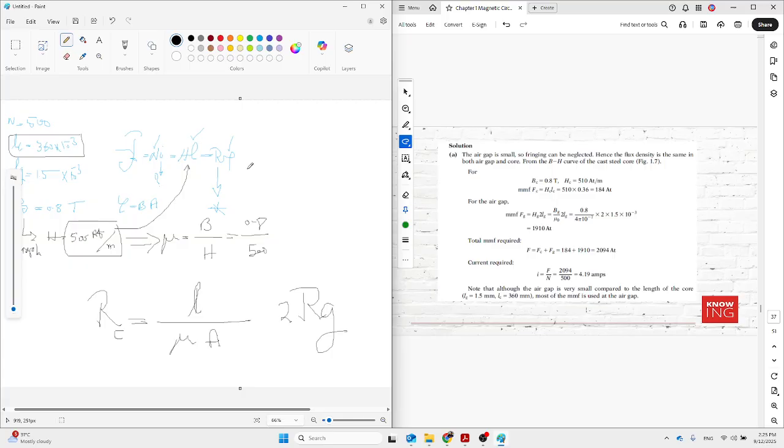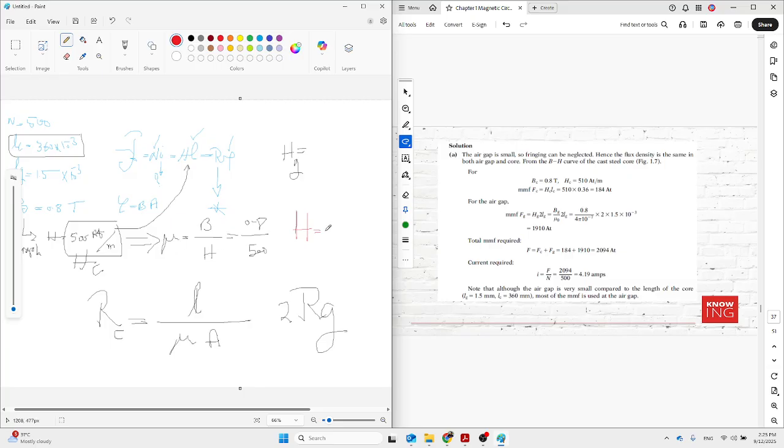The question was, what about the H? This is the H for core. What about the H for gap? Is it the same? Of course it is not. So how can we calculate the H for gap? Let me change the color. How can we calculate the H for gap, from the main formula, which is B over something?